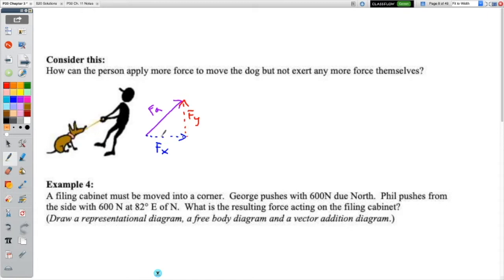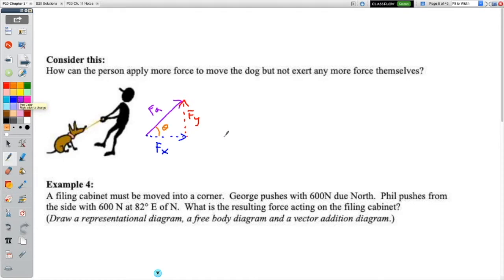So how can we make the x component bigger without pulling any harder, in other words, without making the force applied any bigger? Well, what if we make this angle here, theta, smaller? What would that do to our x component? Or conversely, what if we made it bigger? What would that do to our x component?